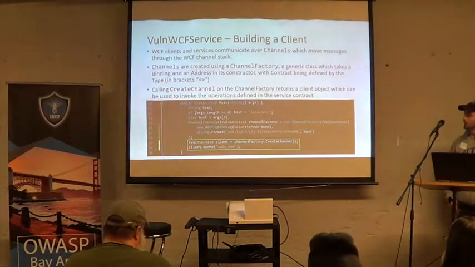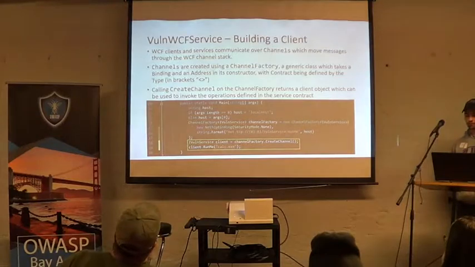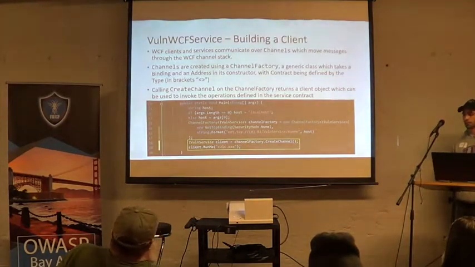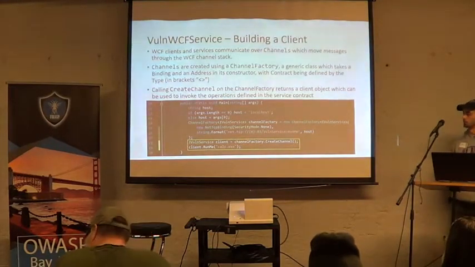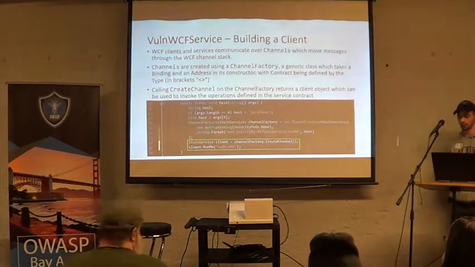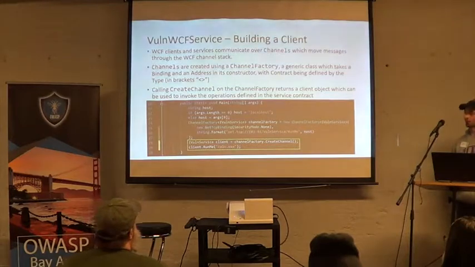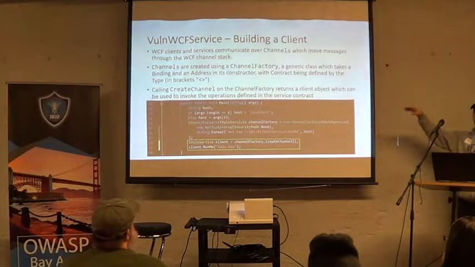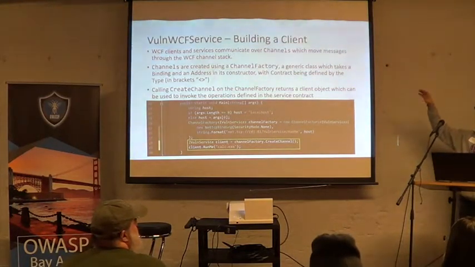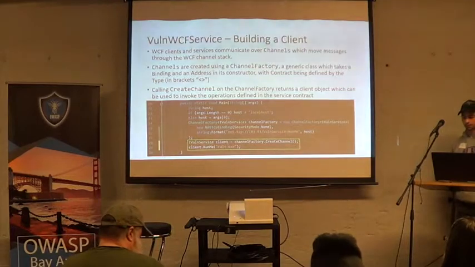So now the next thing to do after looking at the service is to build a client to talk to that service. WCF clients and services communicate over channels to move messages through the WCF channel stack. To create the client for this service, I couldn't fit it in the screenshot, but above the main function, I have the same interface definition from the service. So I have the IVuln service interface, and I just copy pasted that from there.